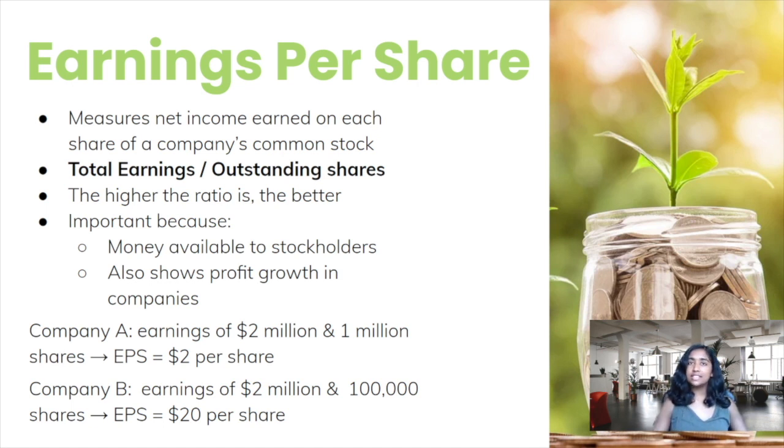You would want to invest in Company B because it has a higher earnings per share value, with an $18 per share difference. So that's just saying that each share you purchase from Company B would earn $18 more than Company A, which is a pretty good profit if you ask me.